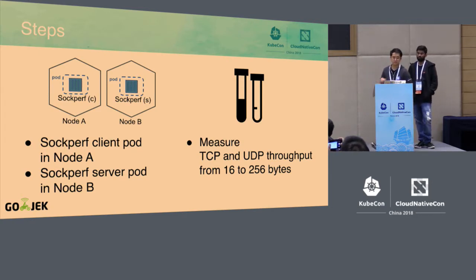We did a similar experiment to what we did in the first experiment. We ran sockperf client pod in the first node, and then sockperf server pod in the second node. However, the difference here is we measure both TCP and UDP throughput, and we increase the packet size from 16 to 256 bytes.